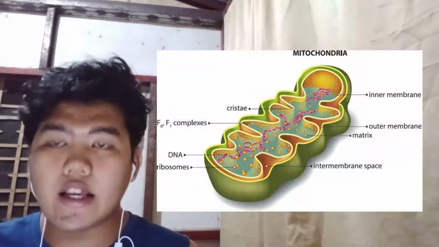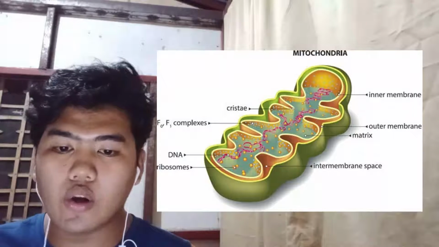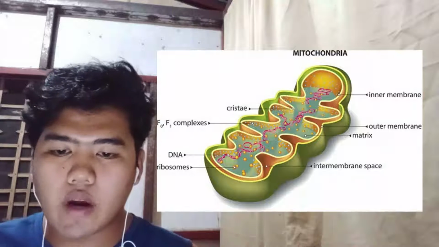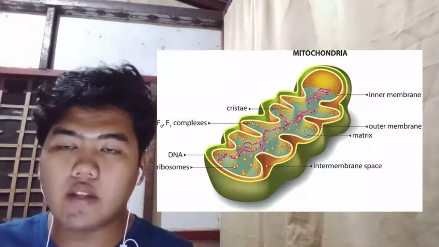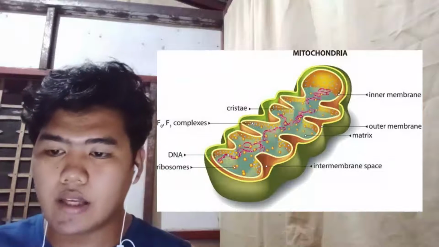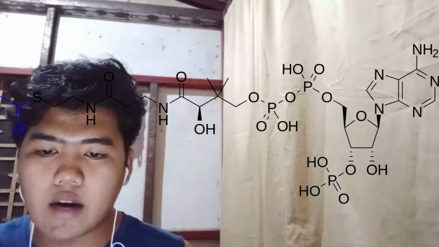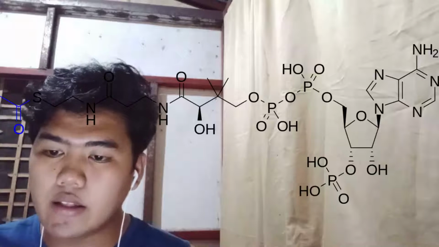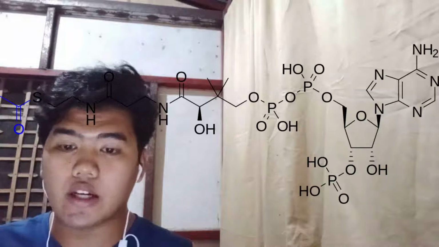Mitochondria. In cell biology, a mitochondrion, plural mitochondria, is a membrane-enclosed organelle, often described as cellular power plants, because they generate most of the ATP. Acetyl-CoA, a molecule that conveys the carbon atoms from glycolysis pyruvate to the citric acid cycle to be oxidized for energy production.